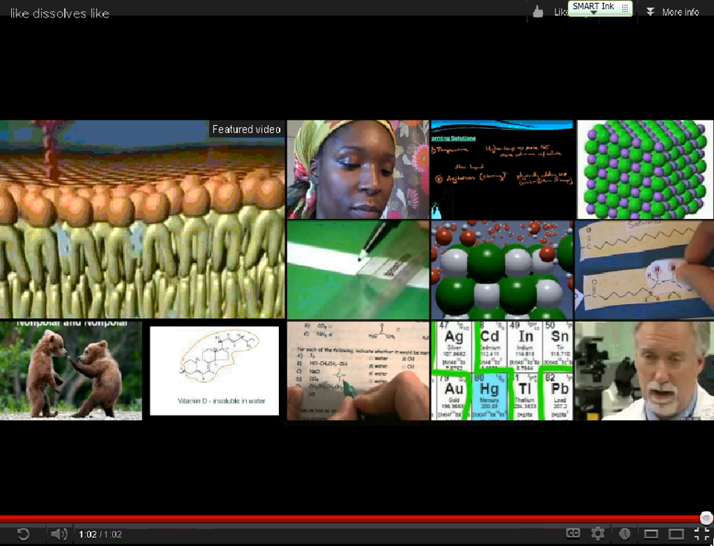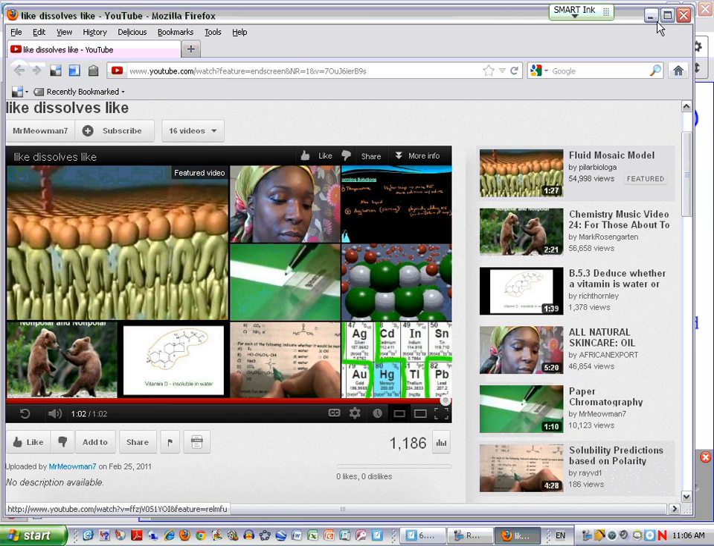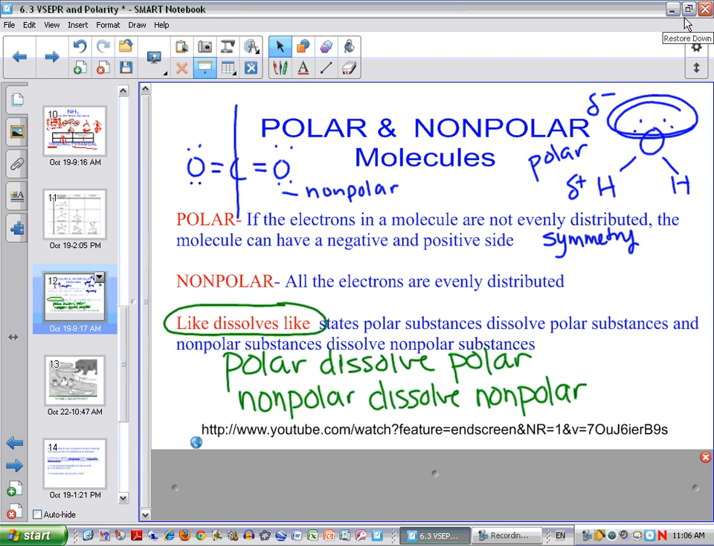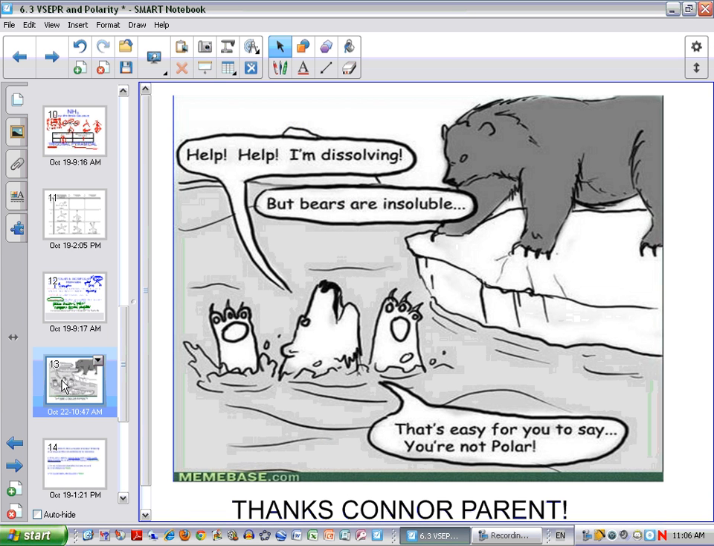So you can see that because one is polar, it dissolved the polar substance, and if one was nonpolar, it dissolved the nonpolar substance.